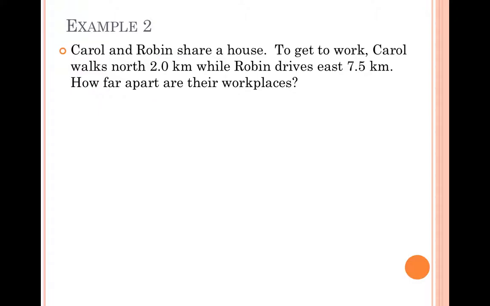Okay. Now we have Carol and Robin. They're sharing a house, and to get to work, Carol walks 2 kilometers north while Robin drives 7.5 kilometers east. How far apart are their workplaces? So they both start in the same place. And so this is apparently where their house is. And Carol goes this way, Robin goes this way, and they end up that far apart.